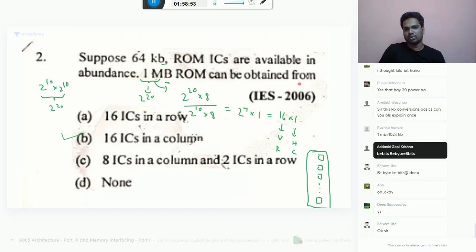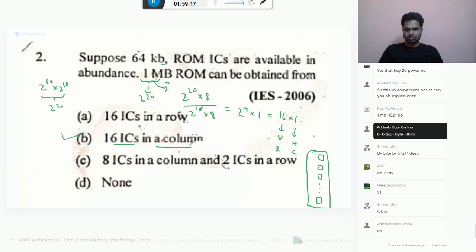Okay. So 2 power 20 into 8 by 2 power 16. I'm sorry. This is 2 power 16 into 8. That will give you 2 power 4 into 1. 2 power 4 is 16. 16 rows, one column. It is in a column. 16 ICs in a single column. Any doubt? Good.